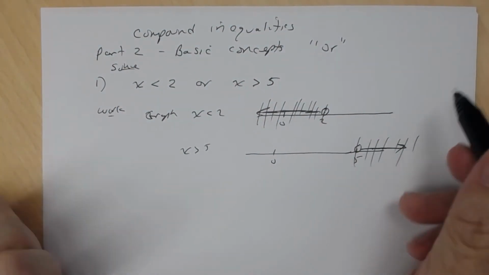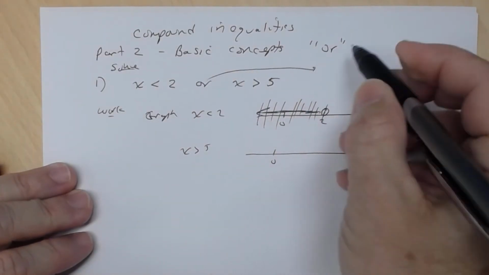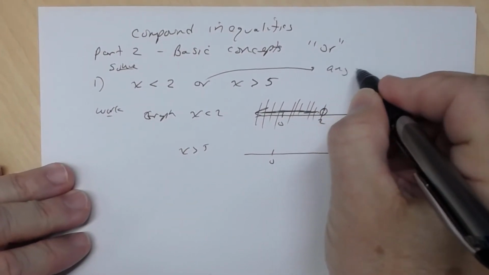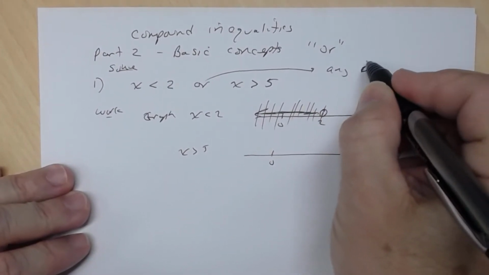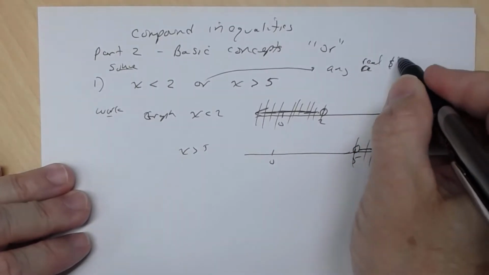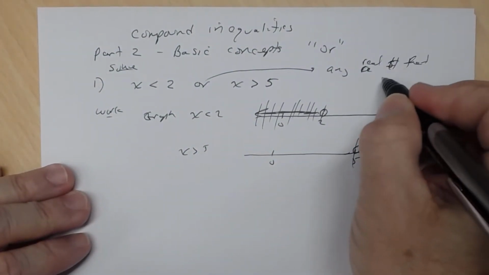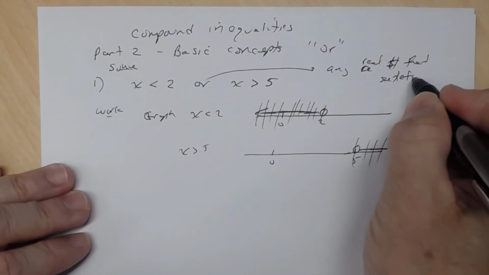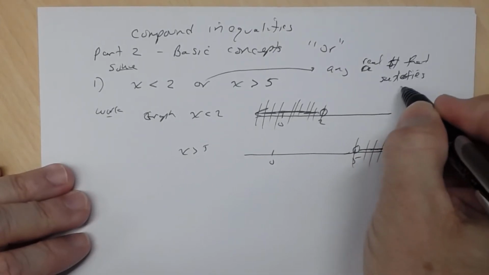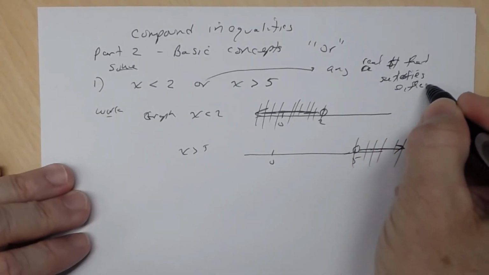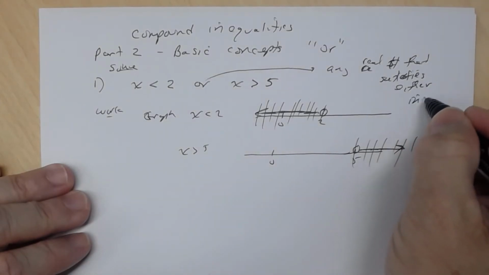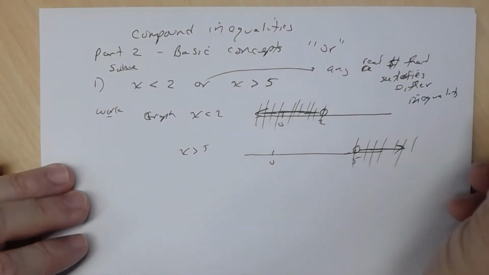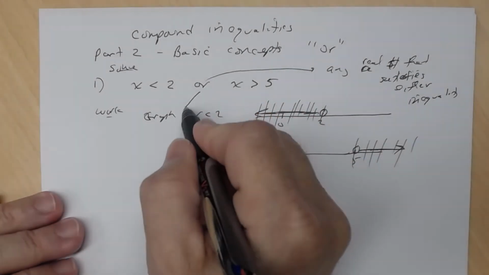So anything shaded. Just remember, for an "or" statement, any real number that satisfies either inequality is a solution. So basically, you're also going to be using the word union.